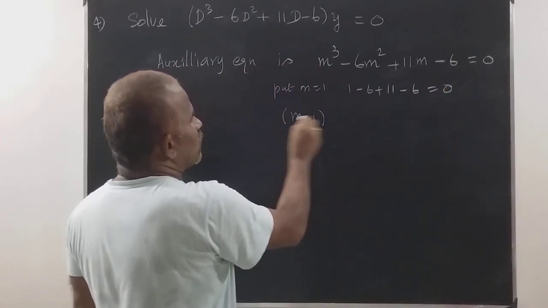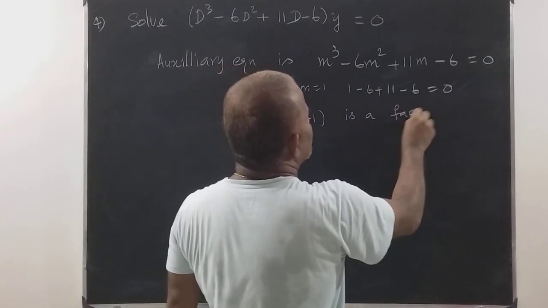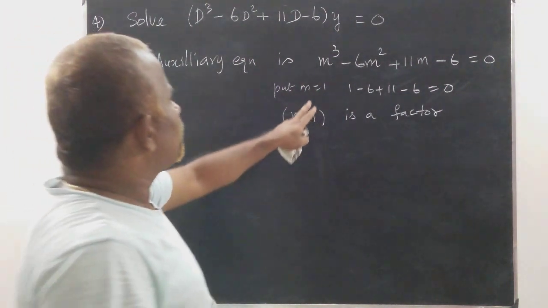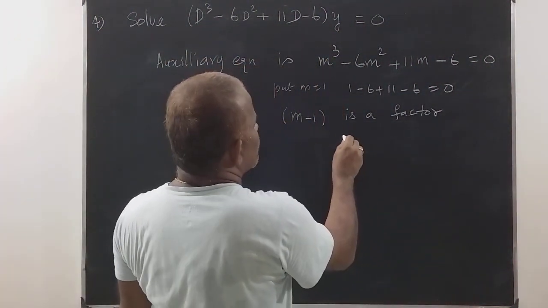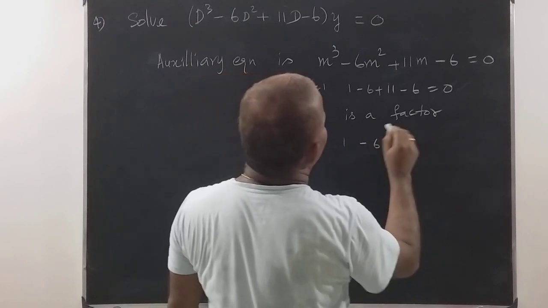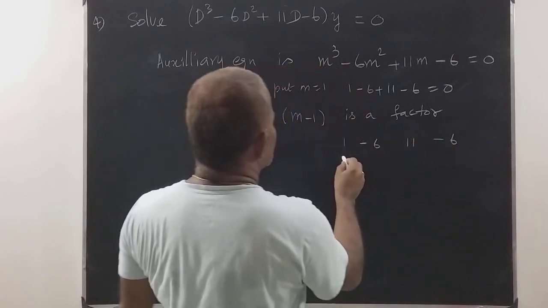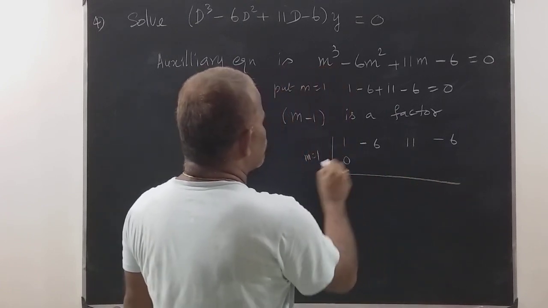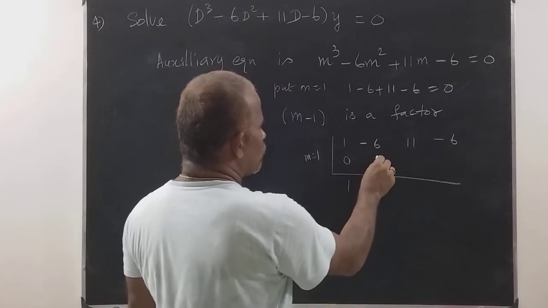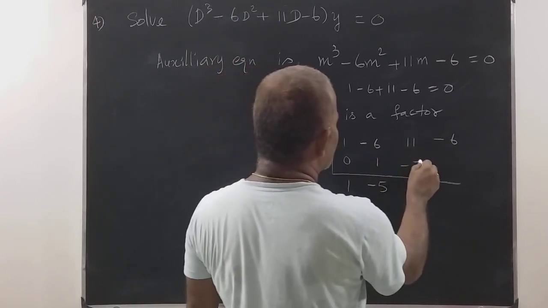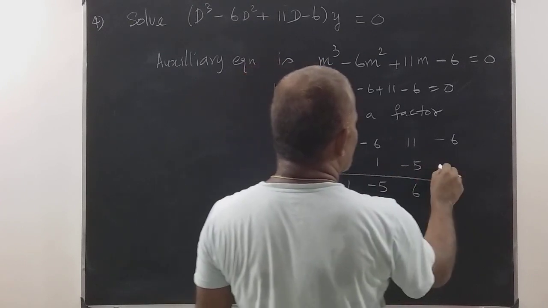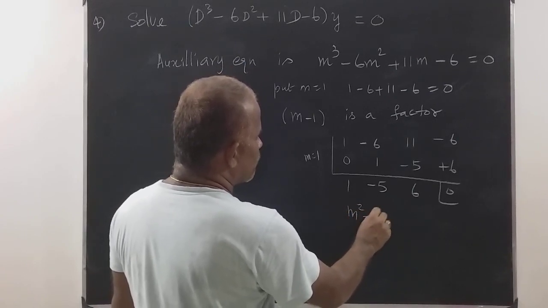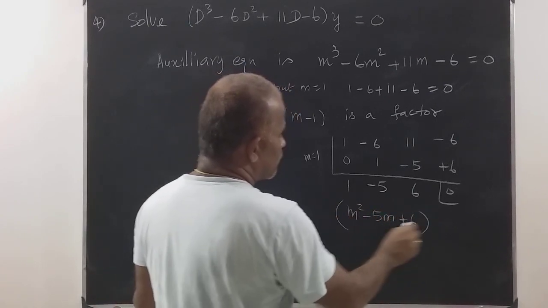Therefore, m minus 1 is a factor. Okay. So m minus 1 is a factor. Then we have to do it. 1 minus 6, 11 minus 6. So here m is equal to 1. You put 0 here. So 1, minus 5, plus 6, and here is 0. So therefore m square minus 5m plus 6 is equal to 0.